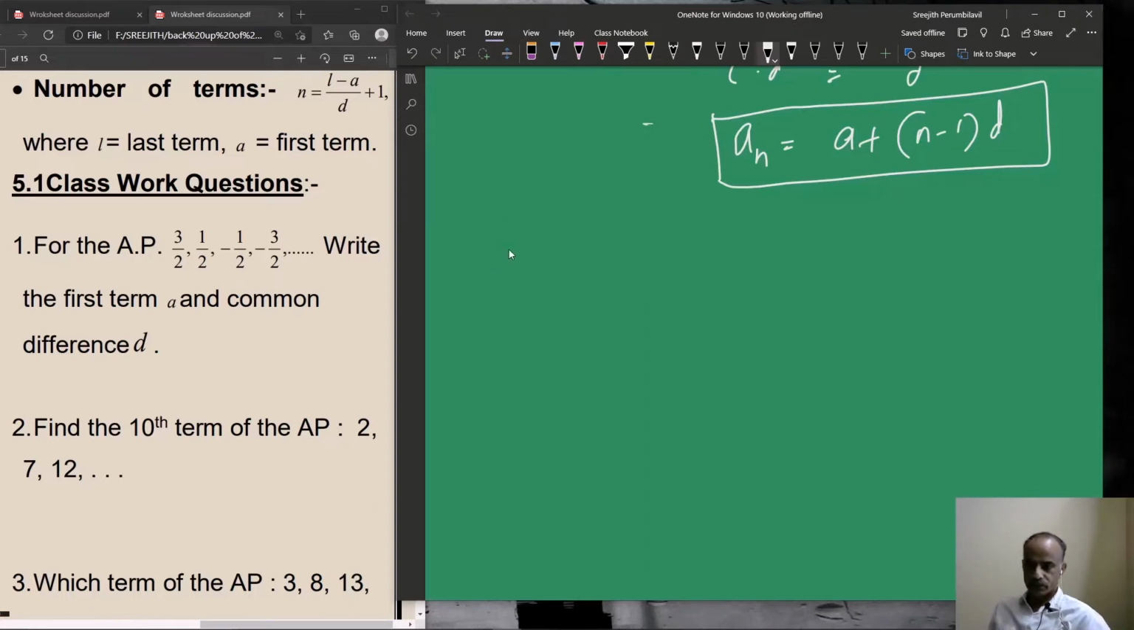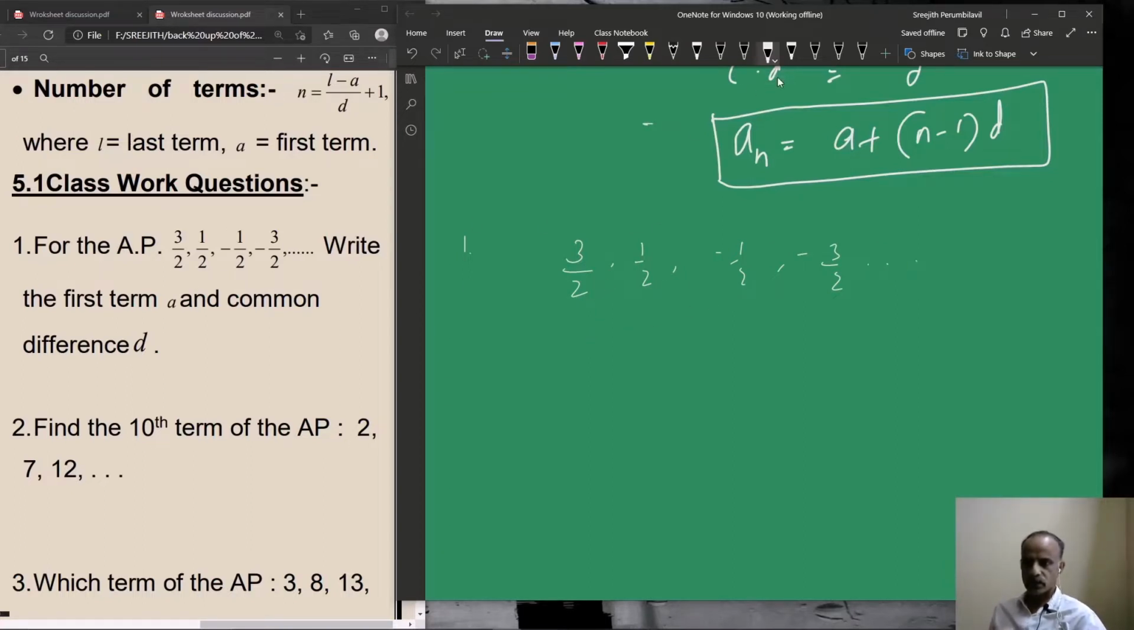Question number 1 of the last book question, 5.1. For the AP 3/2, 1/2, -1/2, -3/2, write the first term and common difference. Question number 1. The AP is 3/2, 1/2, -1/2, -3/2, etc. It is given that it is an AP.